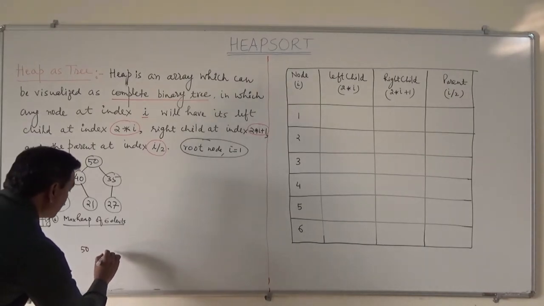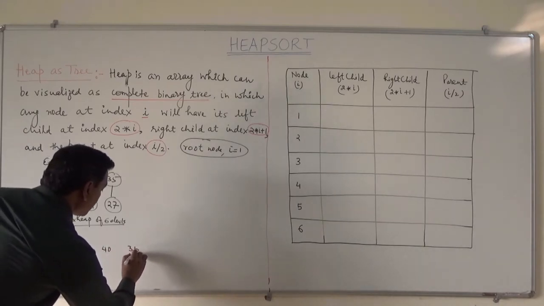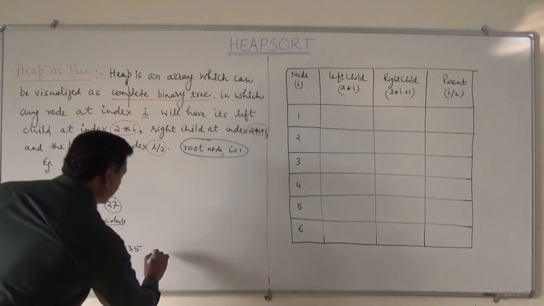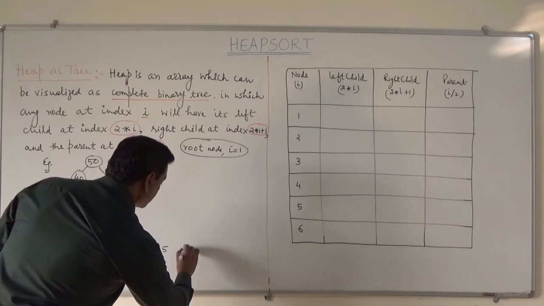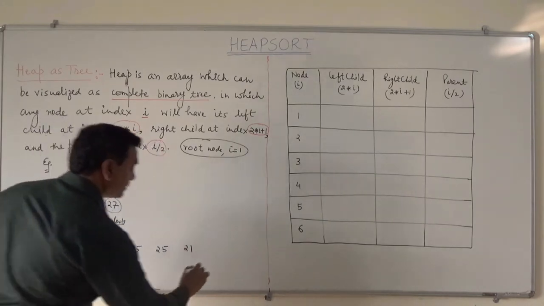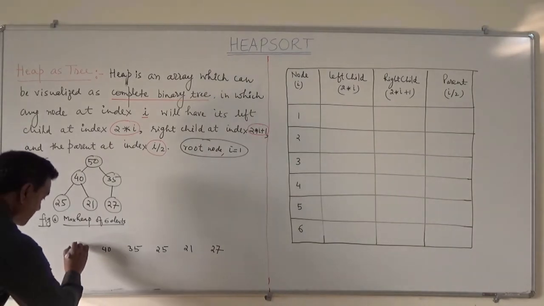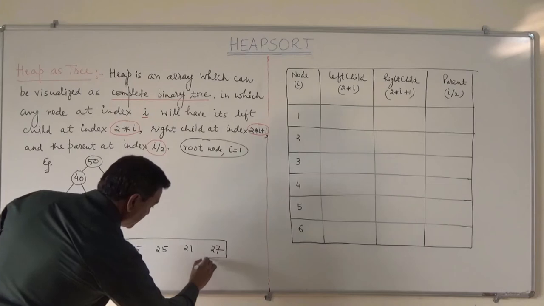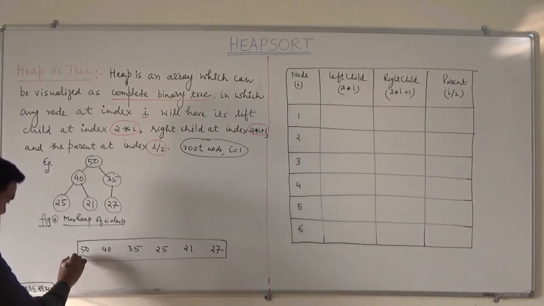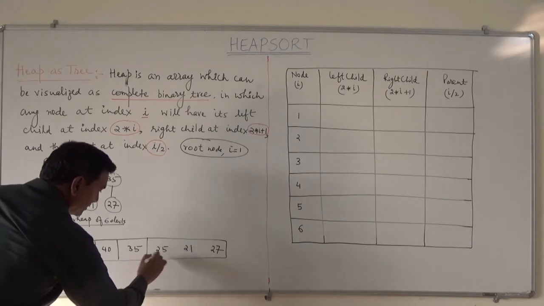50, 40, 35, 25, 21, and 27. So this is the array that we have already seen in a representation of binary tree.